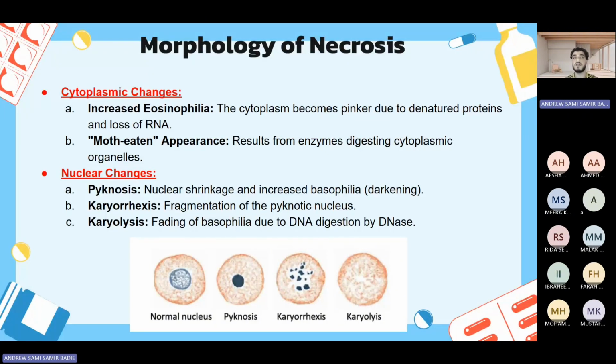And we have karyolysis. Karyolysis is at the very end phase of the nuclear changes of necrosis, and the nucleus is basically dissolved. It's nowhere here. We have enzymes, DNases, and they basically eat up all of the DNA, and the DNA is gone.